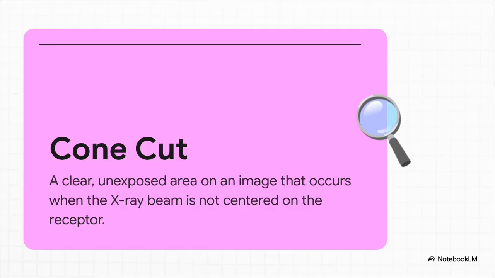And then you've got this classic mistake, the cone cut. This is what happens when the X-ray beam isn't centered perfectly, and it leaves this clear, blank arc on the image. It's basically like putting a giant thumbprint right over your evidence, and it could be hiding the one thing you really needed to see.